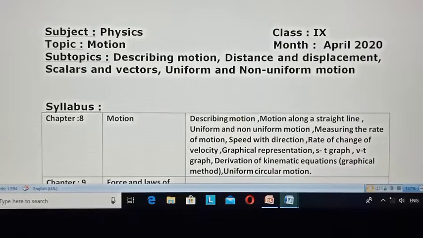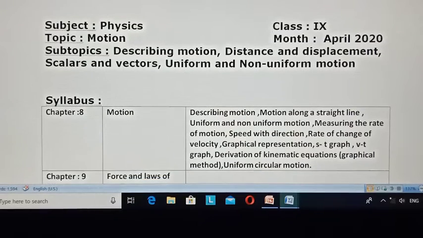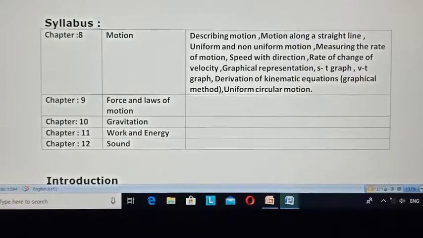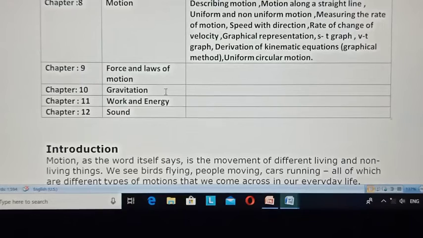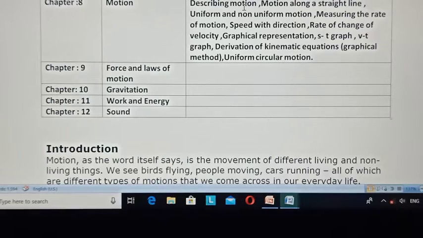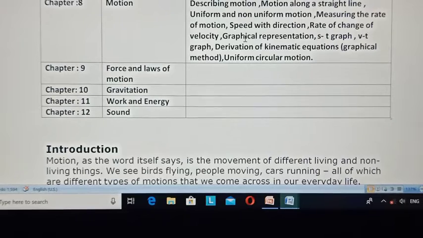Today is our first class and in this we are going to start the chapter motion. So before that, let us see the syllabus. This is chapter number 8 and you can see the subtopics: describing motion, motion along a straight line, uniform and non-uniform motion, measuring the rate of motion, speed with direction, rate of change of velocity, graphical representation, distance time graph, velocity time graph, derivation of kinematic equations, graphical method, uniform circular motion.